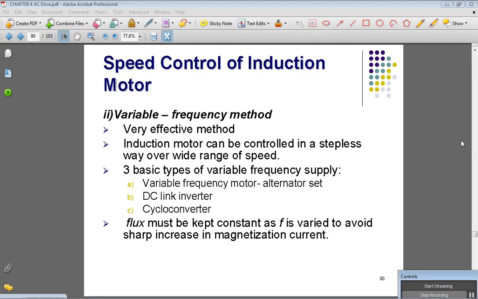Changing the electrical frequency would also require an adjustment to the terminal voltage in order to maintain the same amount of flux level in the machine core, because flux must be kept constant as F, the electrical frequency, is varied, to avoid a sharp increase in the magnetization current IM.